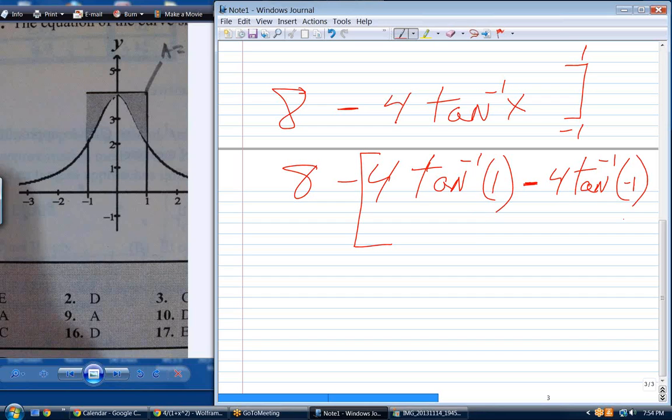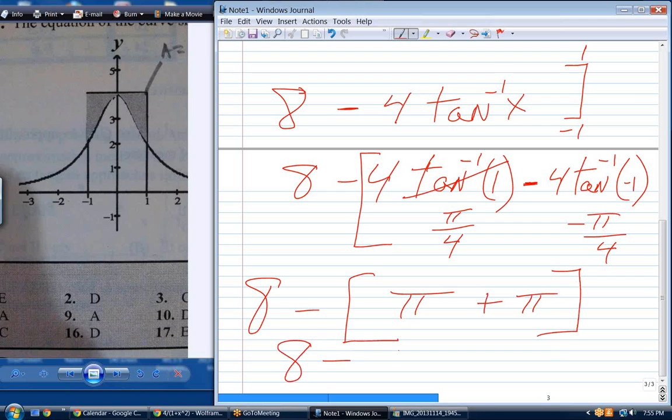So now let's evaluate. What's the inverse tan of 1 in radians? That's going to be pi over 4. Very good. What's the inverse tan of minus 1? Negative pi over 4? Uh-huh. So, what do I have here? I have 8. So this is 4 pi over 4 minus, well, that's plus pi over 4. So this becomes pi. And I have minus a minus pi, so that becomes plus another pi. So my answer is 8 minus 2 pi. There it is. Good deal.